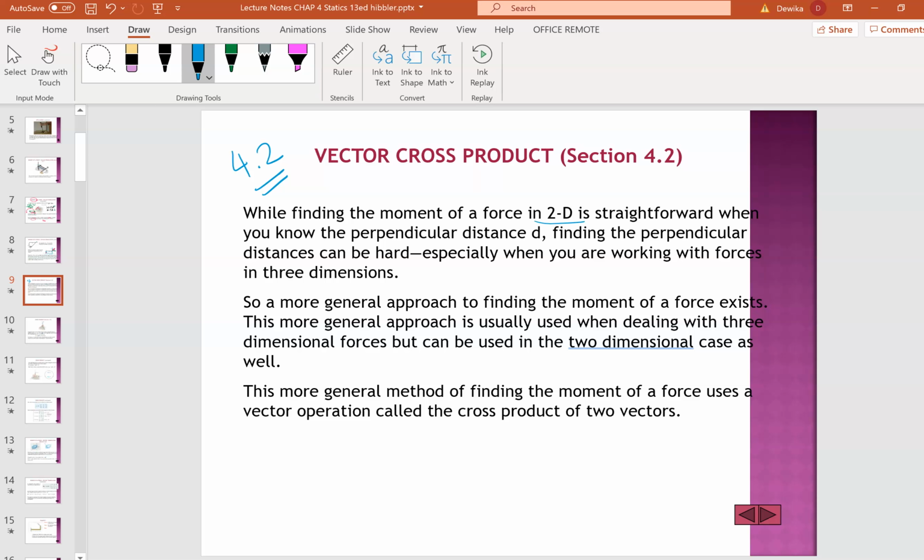when you know the perpendicular distance d. Finding the perpendicular distances can be hard, especially when you're working with forces in 3 dimensions. So you cannot use the 2D method in 3D. So it's a bit different.